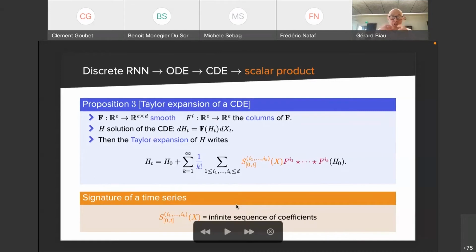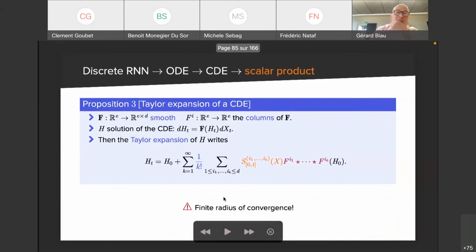And here, for each k-tuple of coordinates, A1, ..., AK, you have one coefficient, one real number. And so you have an infinite sequence of real numbers like this. And what is interesting here is that you see that we have separated the part which concerns the process on the left and the part which concerns the network or the mechanism on the right. And finally, of course, it's an infinite sum.